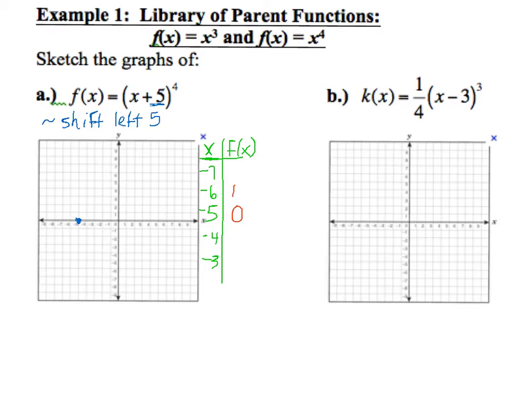So if we go back 6, up 1. And we can actually do the same thing with negative 4. Plug a negative 4 in, add 5 to that, you get 1 to the 4th, which is just 1. So we'll plot that point. And then if you plug a negative 7 in, you're going to end up with a 16. Same thing with a negative 3. So the 16 would be off your graph somewhere up around in here or over here.